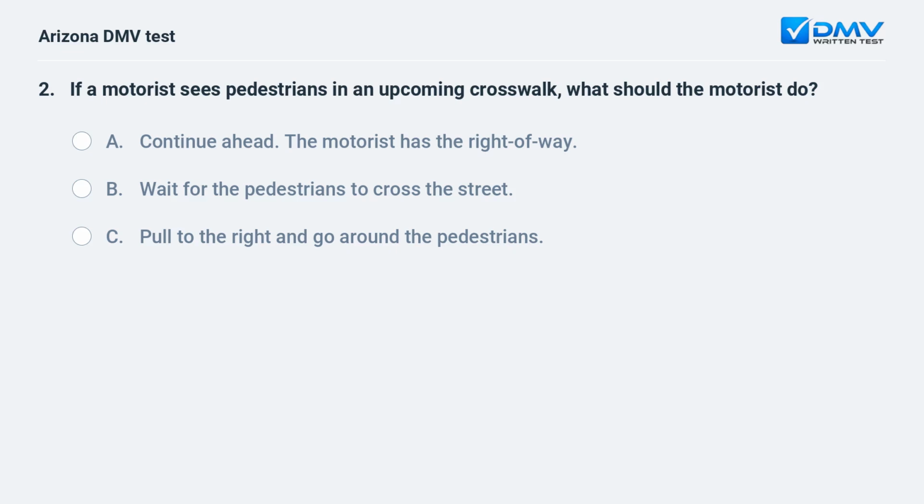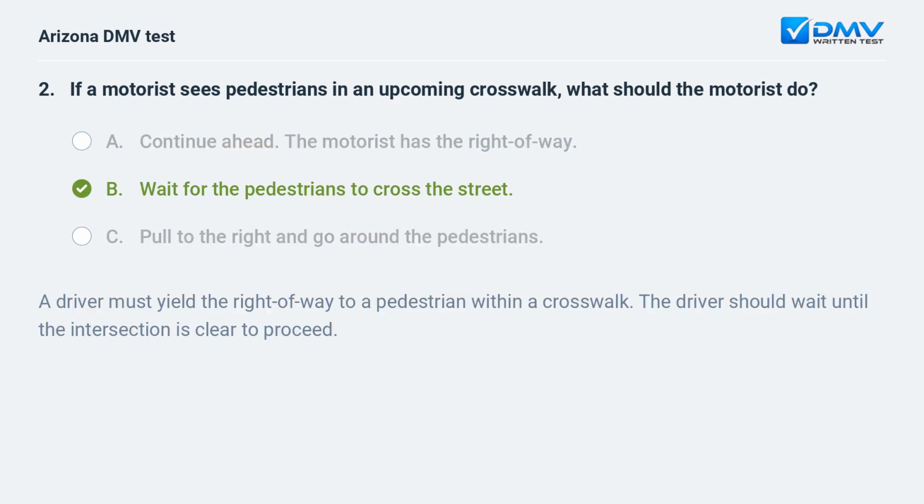If a motorist sees pedestrians in an upcoming crosswalk, what should the motorist do? A. Continue ahead. The motorist has the right of way. B. Wait for the pedestrians to cross the street. C. Pull to the right and go around the pedestrians.